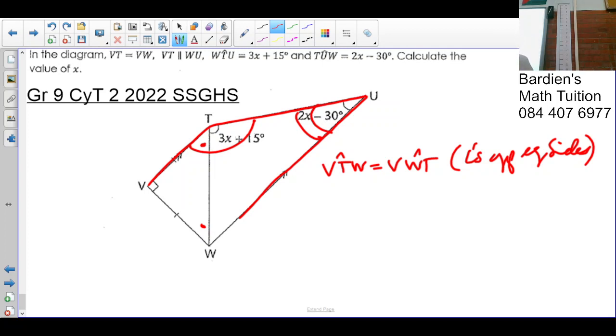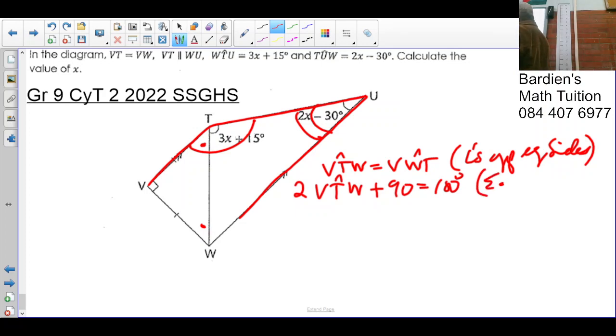So, VTW, this angle, plus 90 plus VWT, it's the same as VTW, equals 180. Just hang on. The reason? Sum of angles in a triangle, and it's triangle VTW. Take it over, becomes 90 divided by 2, 45 degrees. So VTW is 45 degrees.